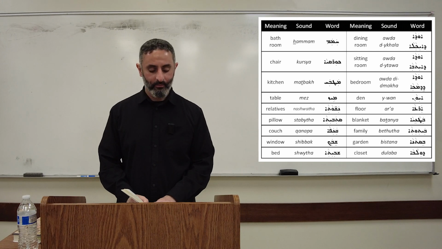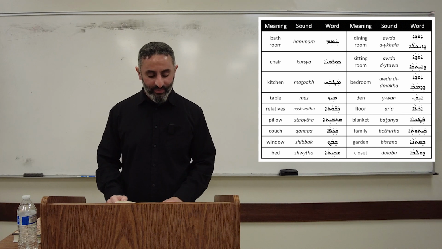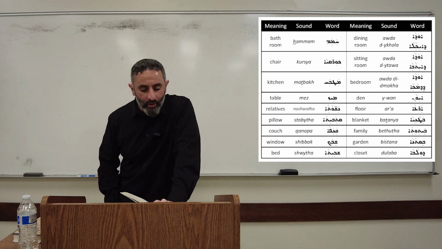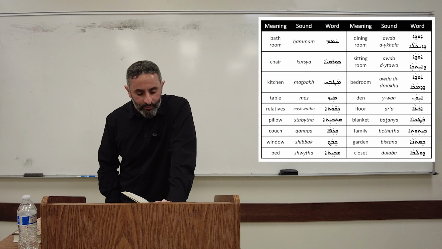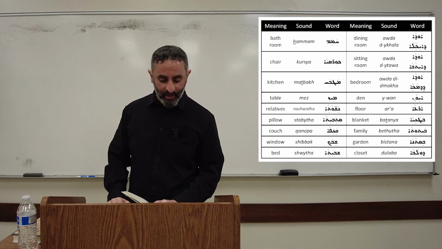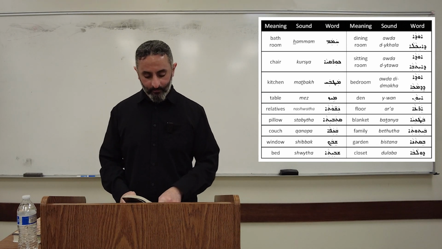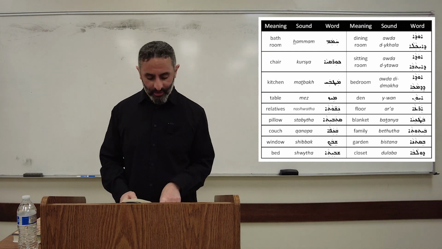Everyone say qanapa. Couch. Shibbak. Window. Shwitha. Bed. Everyone say odad ikhala. Some people say qabba. That's okay too, I guess. That means the room of eating, dining room. Everyone say odad itawa. Sitting room. Odad dmacha. The room of sleeping. See the deleth of the bedroom. Everyone say iwan. Den. Everyone say ara, or just ara. Means floor. It can mean earth. It can mean soil. It has a lot of meanings, this word.